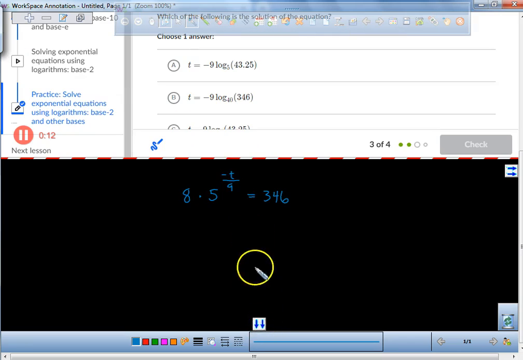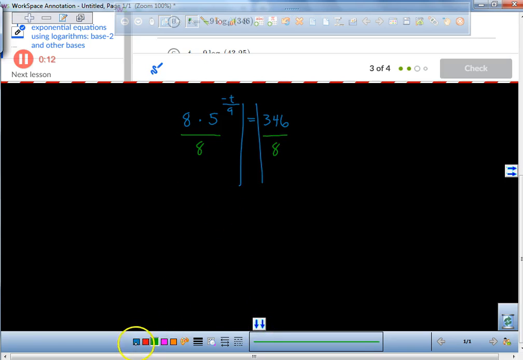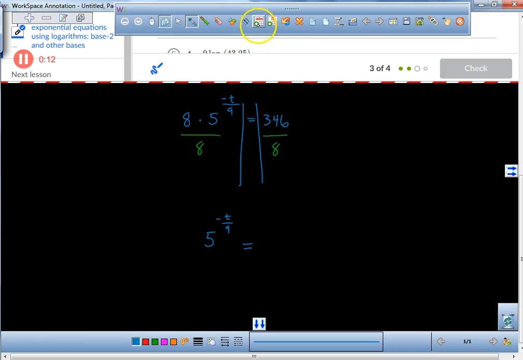All right, for those of you who already know what to do, what's the very first thing we're going to do to both sides? Divide by 8. That's right, we're going to divide this by 8, and we're going to divide this by 8. So what do we get when we divide both sides by 8? We get 5 to the power of negative t over 9 equals 346 divided by 8.